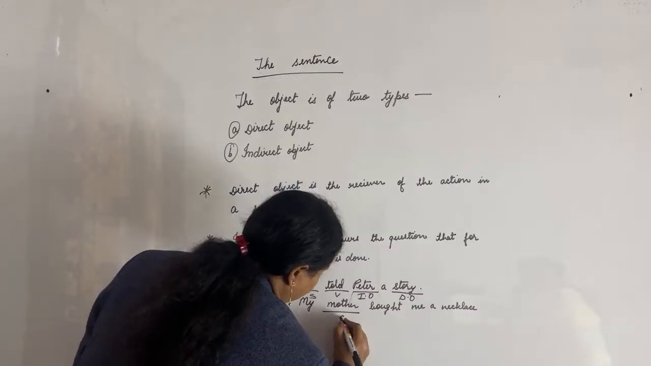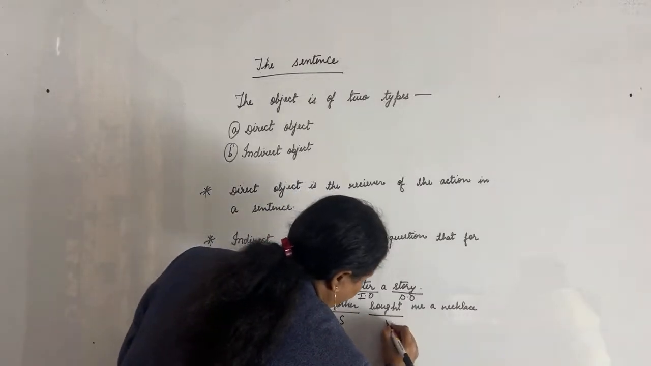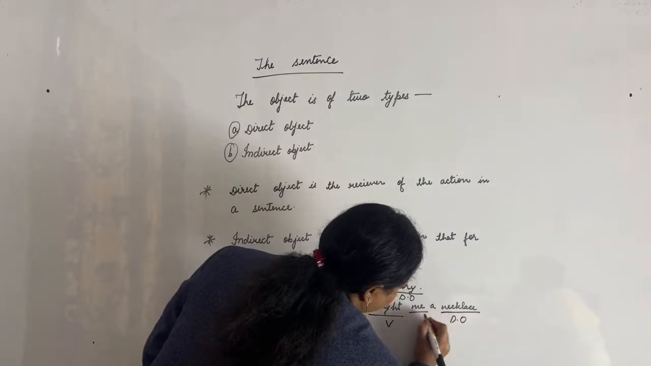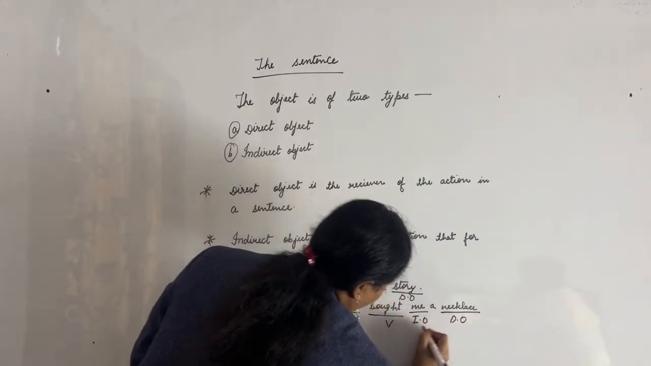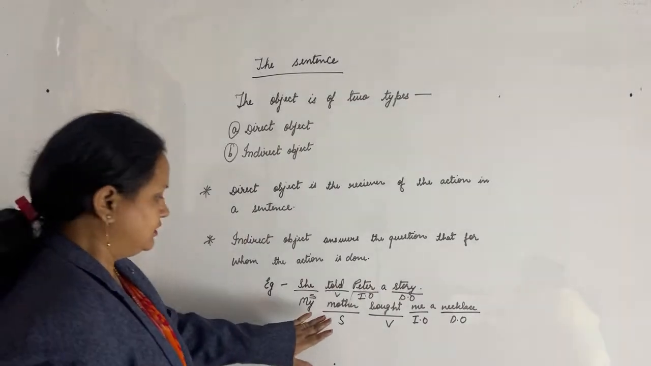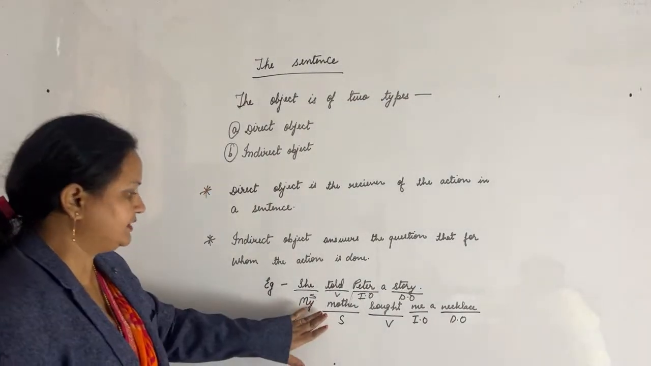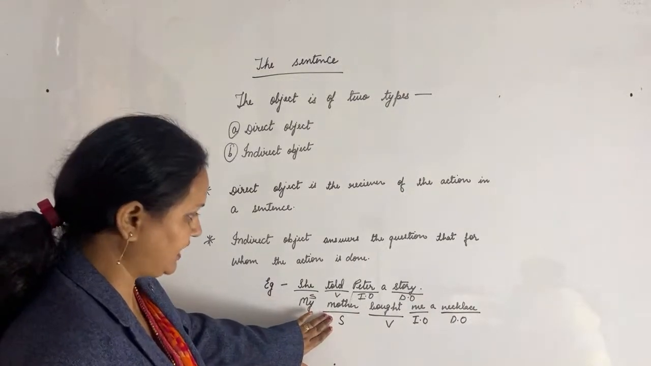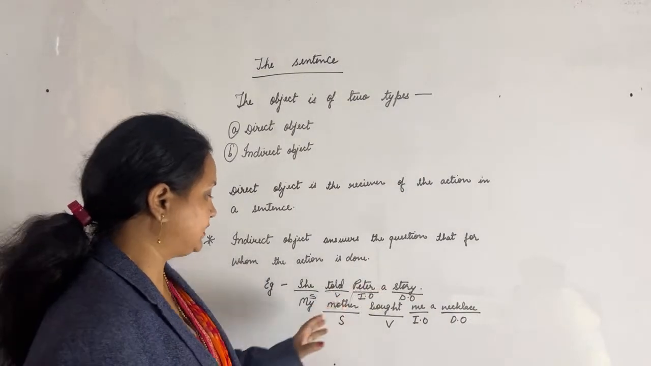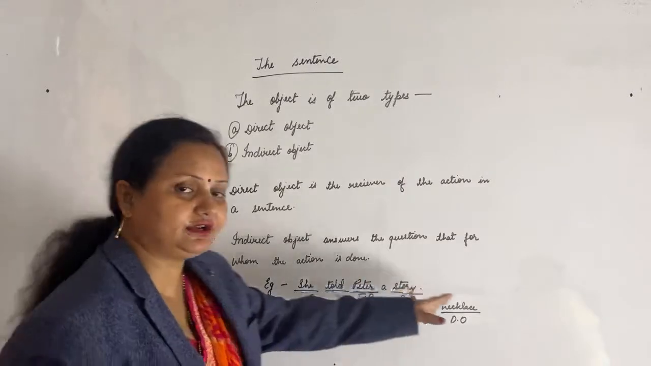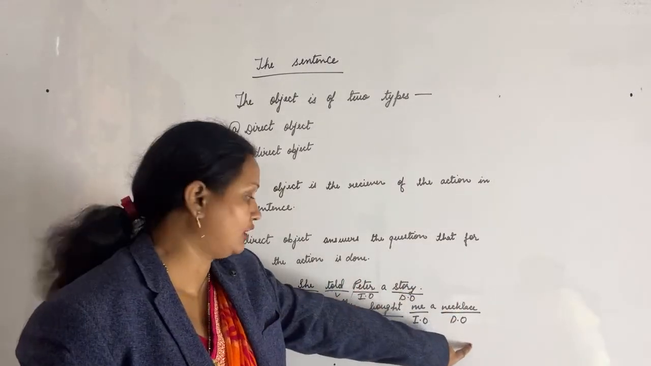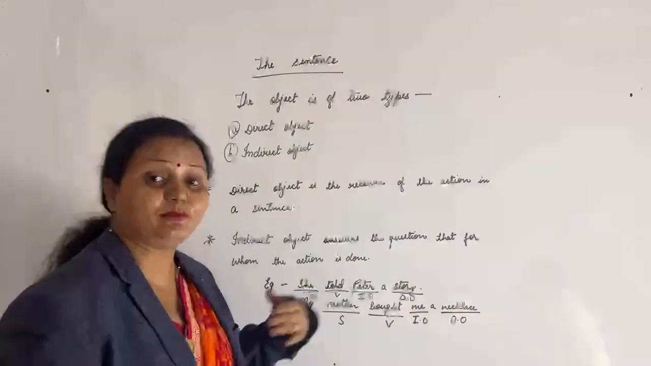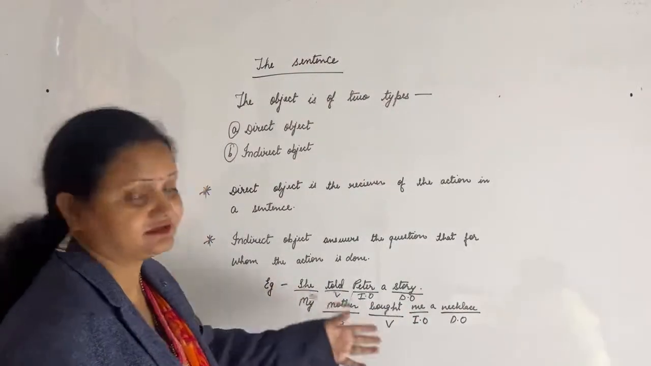Now in the next sentence, my mother bought me a necklace. Mother is subject, bought is verb, necklace is direct object, and me is indirect object. The work is done by the mother, and the direct object is what she has bought. She has bought a necklace, and she bought the necklace for me. So me is indirect object.